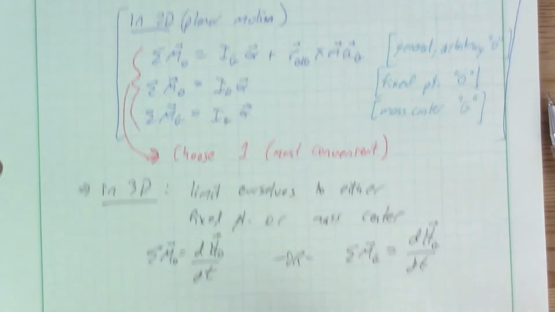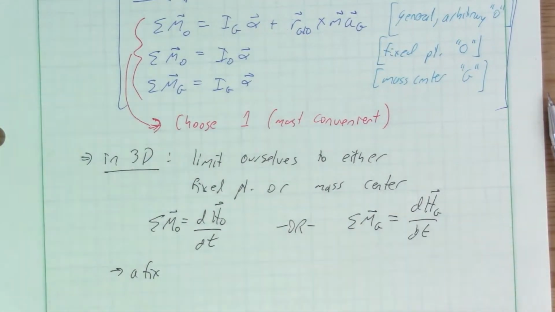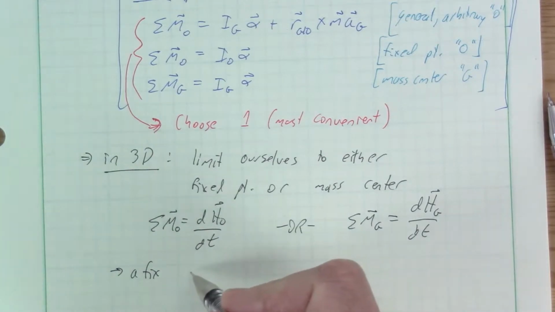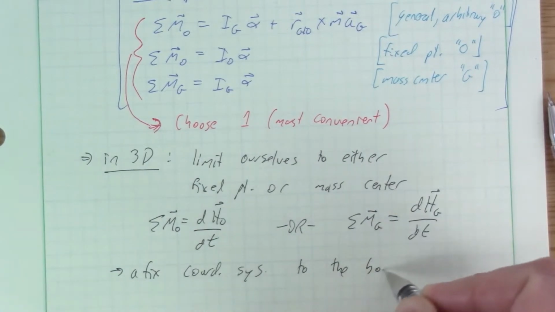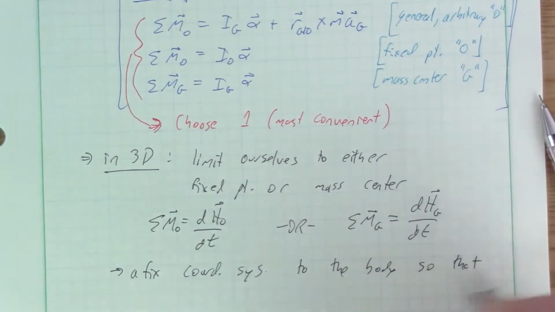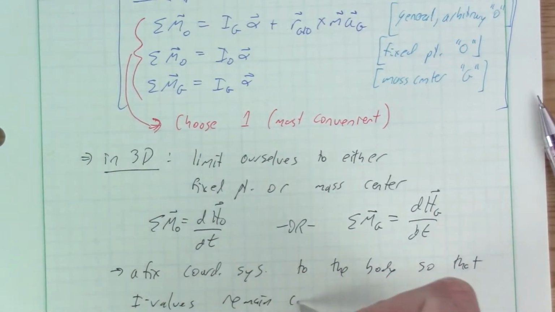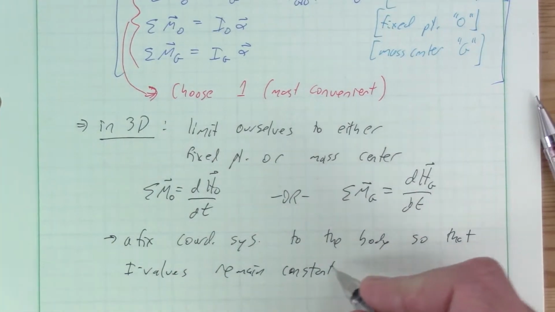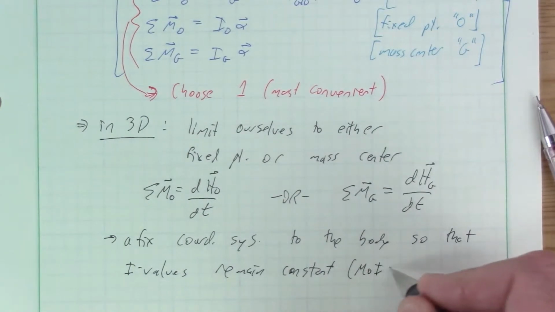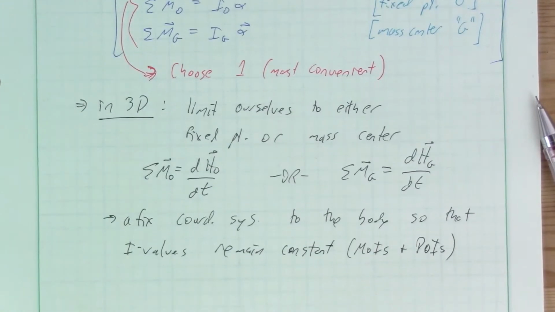Okay. Now the next thing we need to do is be careful with our coordinate system that we do the analysis in, that we express everything in. What we're going to do is affix a coordinate system to the body so that our moment of inertia values remain constant, and we don't need to keep changing them as the body sweeps through space that would otherwise be in a different reference frame or coordinate system. Okay. So this is what we're referring to as our moments of inertia and our products of inertia are constant.